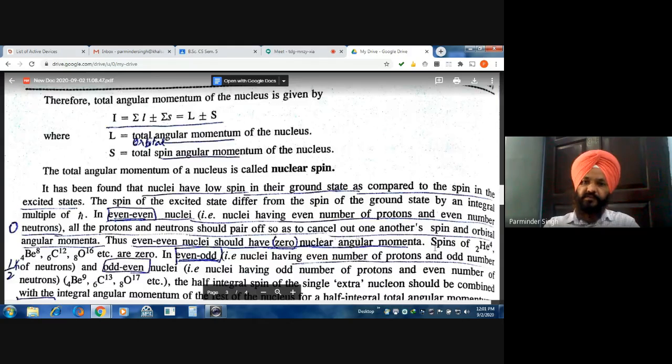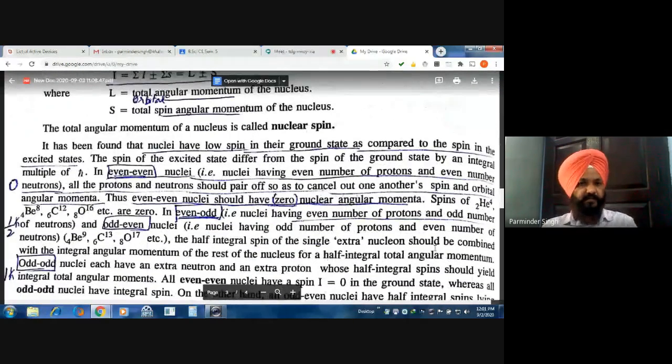Next, we can compare the total angular momentum, which depends on the number of particles present in a nucleus. Nuclei have a low spin in their ground state as compared to the spin in the excited state. They have a very low spin in the ground state as compared to the excited state. The spin of the excited state differs from the spin of the ground state by an integral multiple of h cross only.